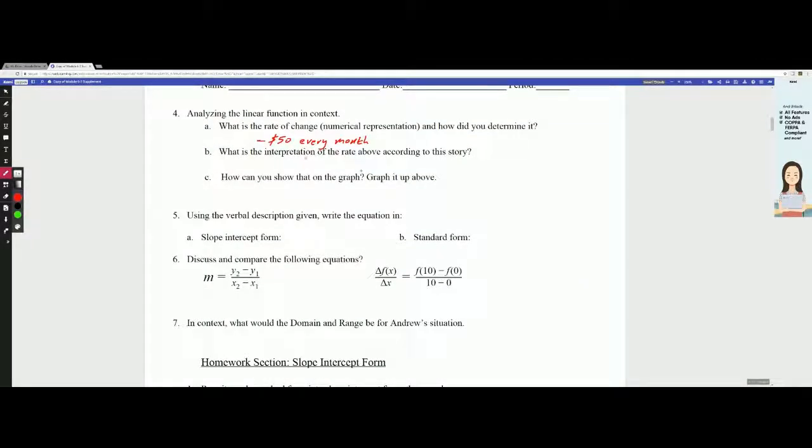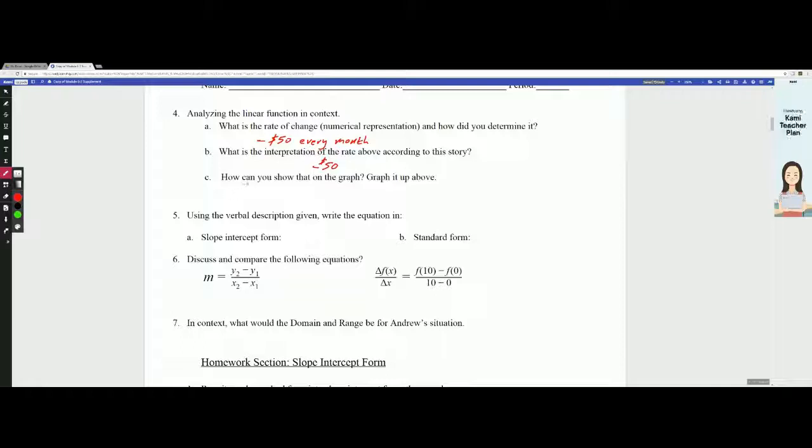What is the interpretation of the rate above according to the story? The rate of change is basically the same. It's just minus 50, minus $50 every month. So the interpretation is that he's paying his parents monthly.